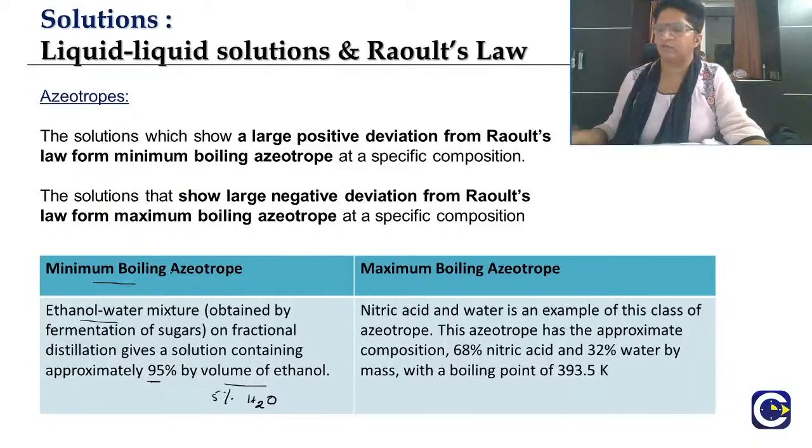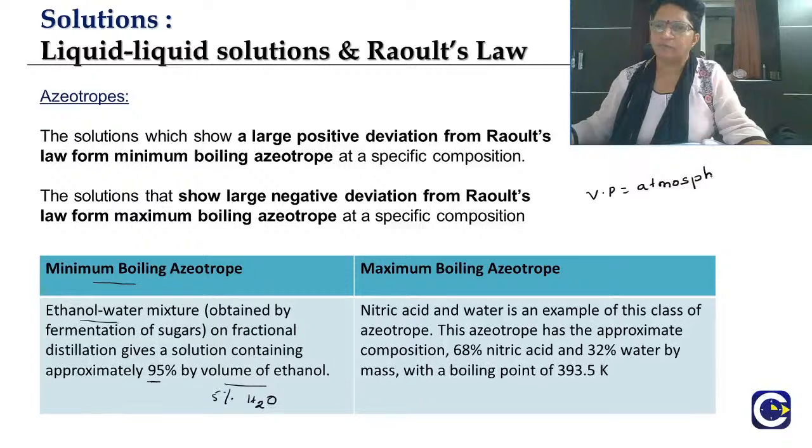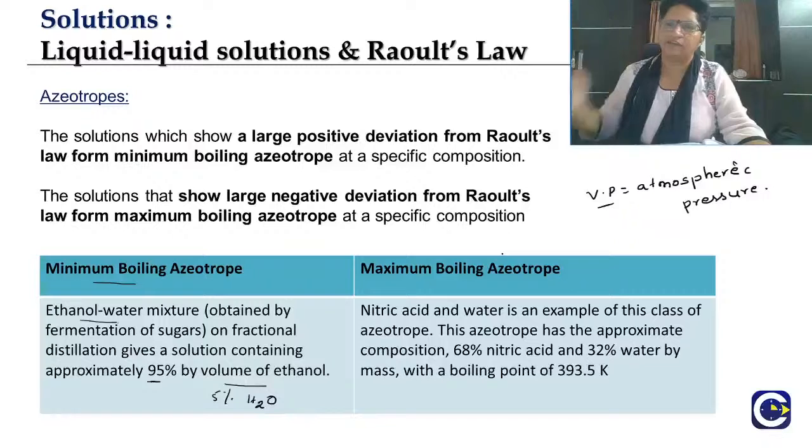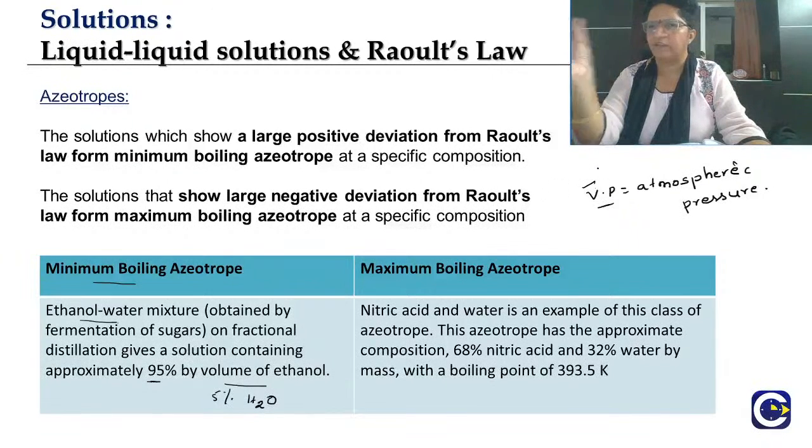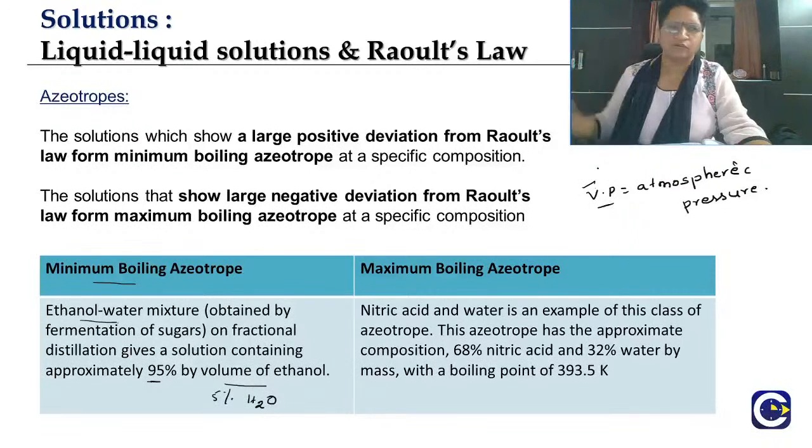Why do we call it a minimum boiling azeotrope? When does a liquid boil? When vapor pressure is equal to atmospheric pressure. Now if the force of attraction in the liquids is less, what happens? They go into the vapor state easily. If they go into the vapor state easily, they will reach atmospheric pressure and boil out easily. So they will boil at a lower temperature. So those which show positive deviation will form a minimum boiling azeotrope. Any doubts?